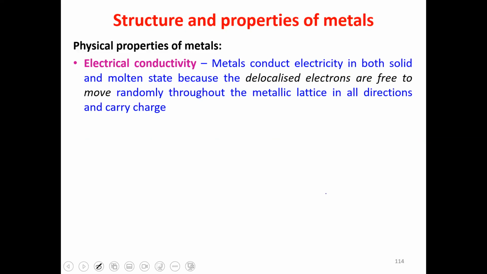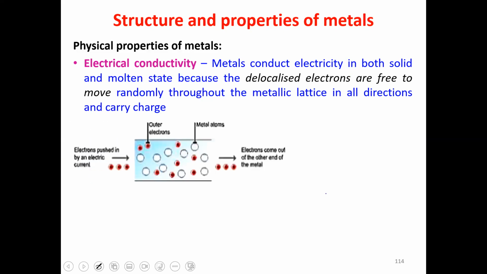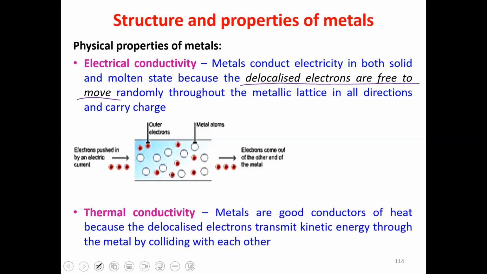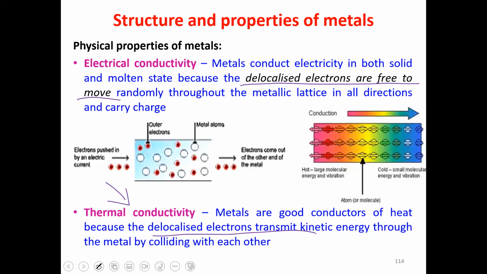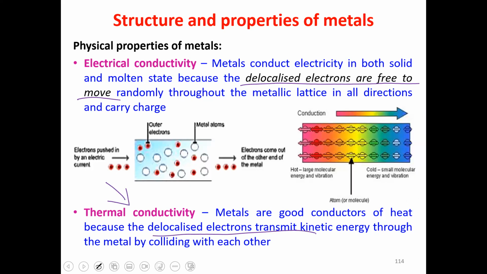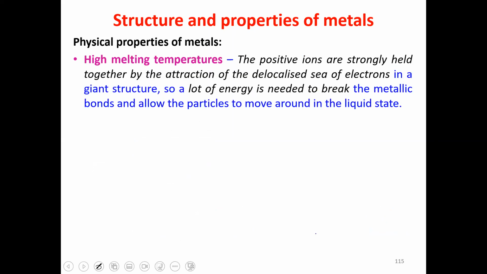Now, properties of metals. Look at the first property. Why are metals good electrical conductors? Because they have delocalized electrons, which are free to move and can carry charge. And why are they good conductors of heat? Delocalized electrons again. When you heat them, they transfer the heat very quickly.